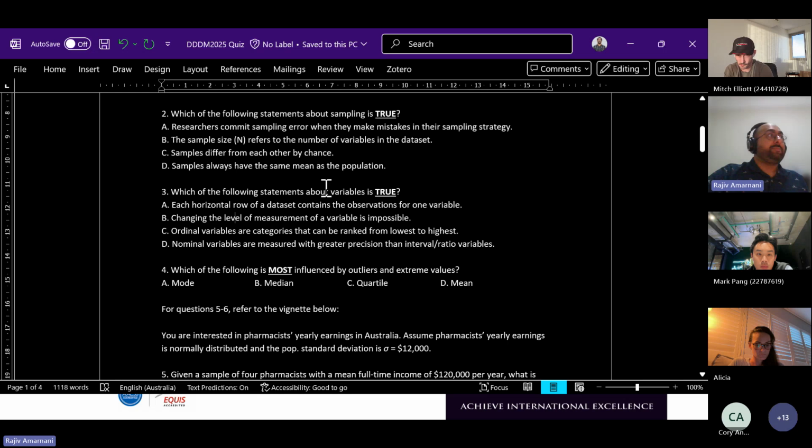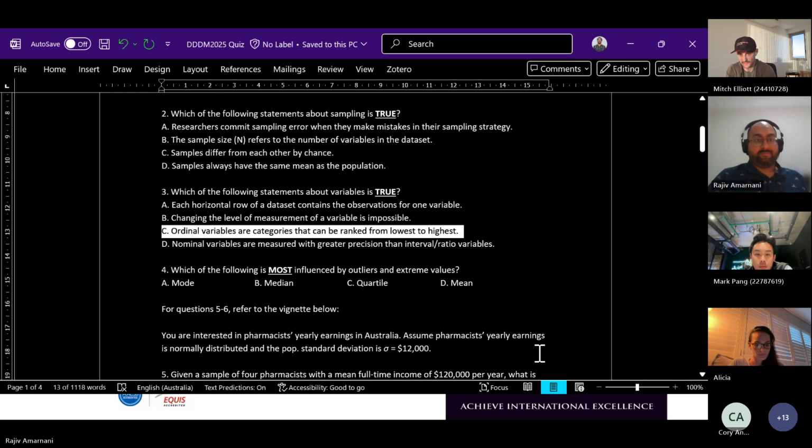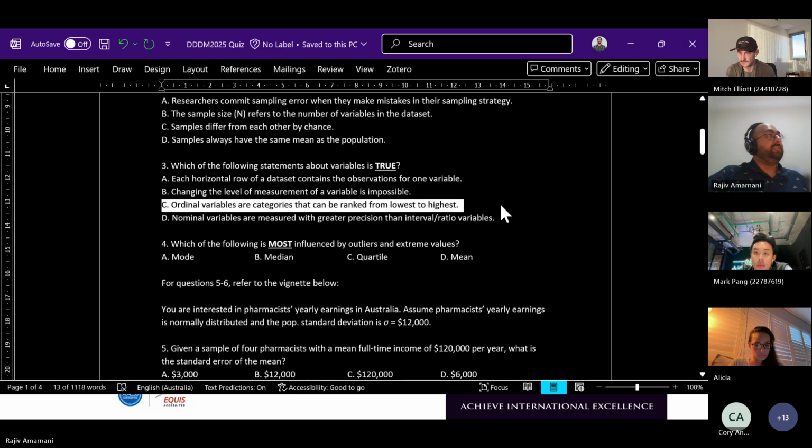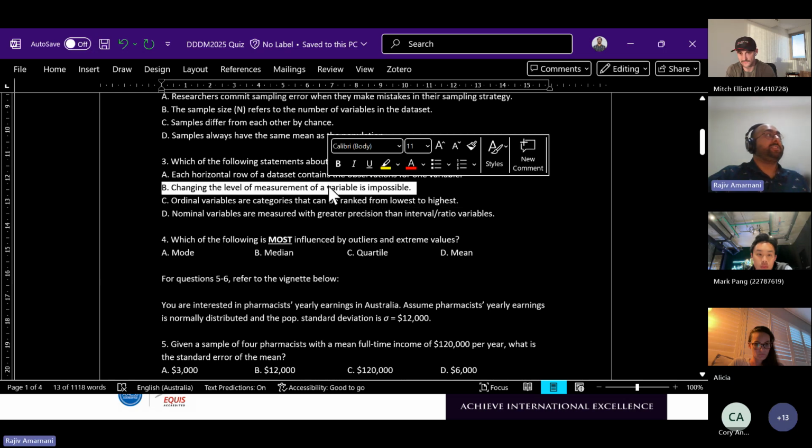Which of the following statements about variables is true? I don't think we need to go through all of these, but tell me if there's a specific option you want us to go through. The correct answer, by the way, is C. It is C. Did anyone want to ask about the other options? A, B, or D? Oh, okay. B is quite straightforward.